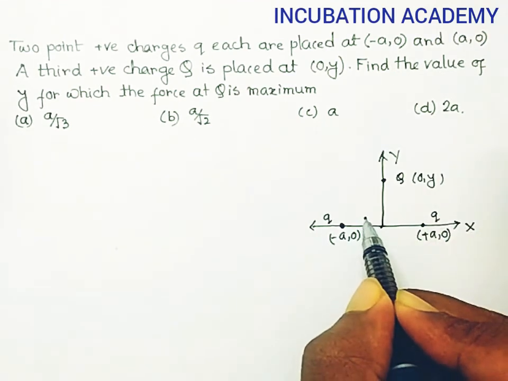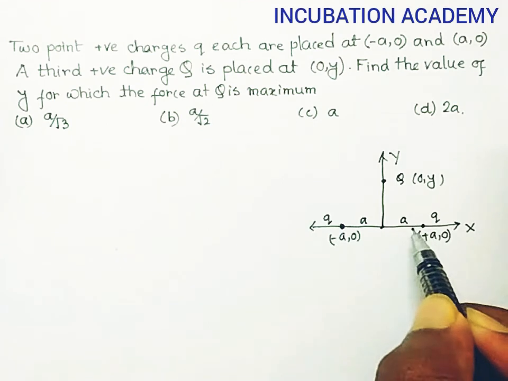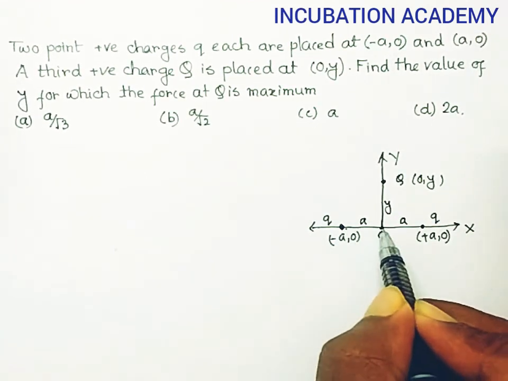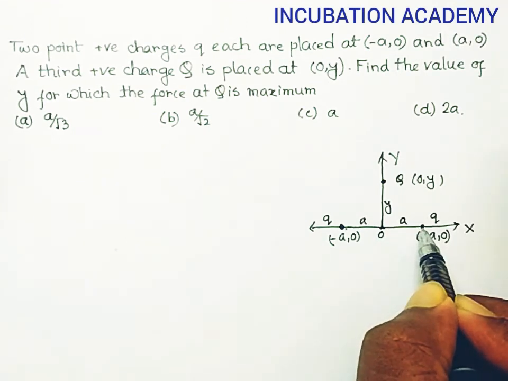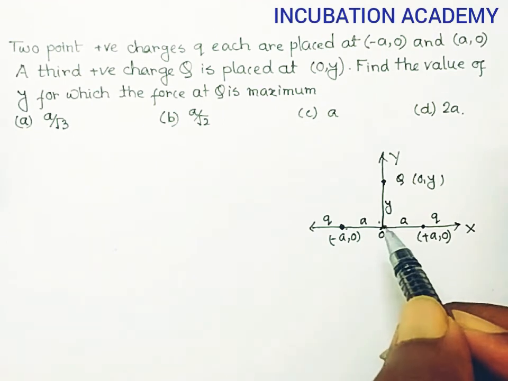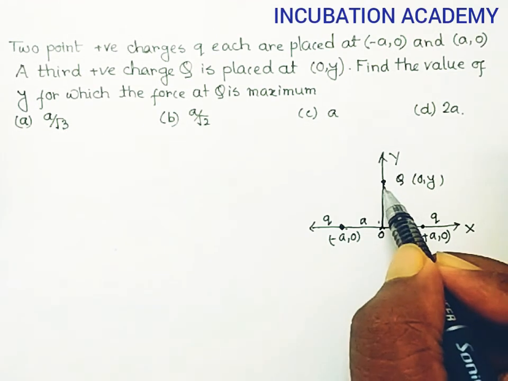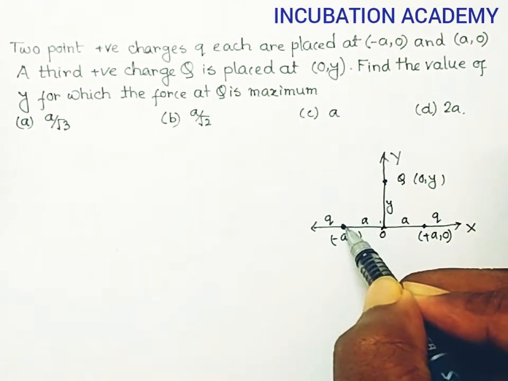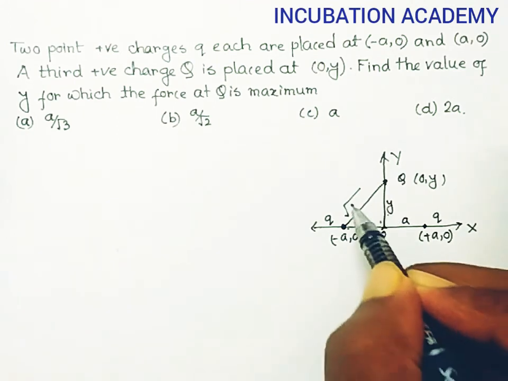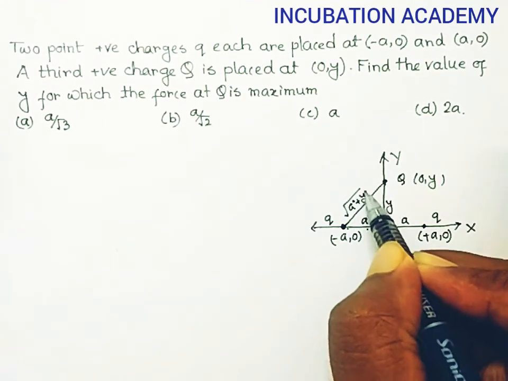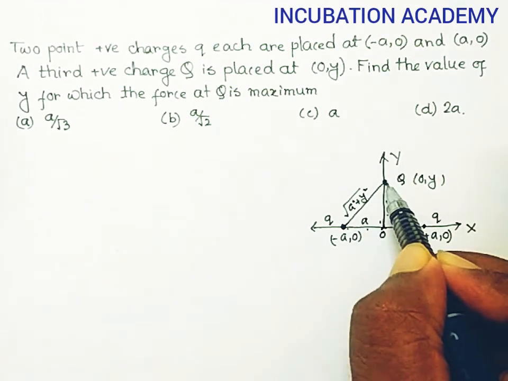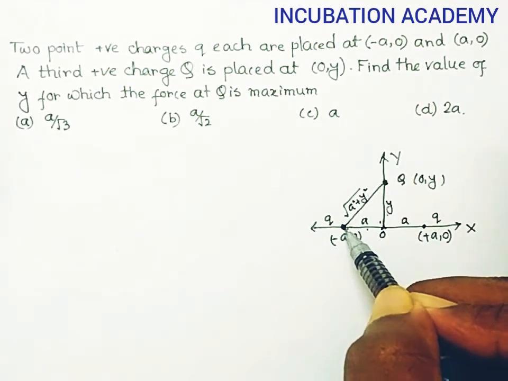So simply we can say this length is a, this length is also a, and this length is y. That means from here to here it is a, here to here it is a, and from here to this point is y. We have to calculate the force on capital Q. So this distance is root of a square plus y square. The force on this capital Q charge due to the small q charge placed at (minus a, 0) is along this direction.